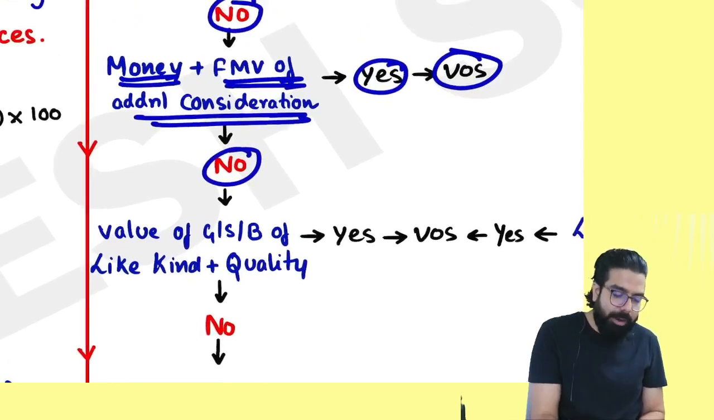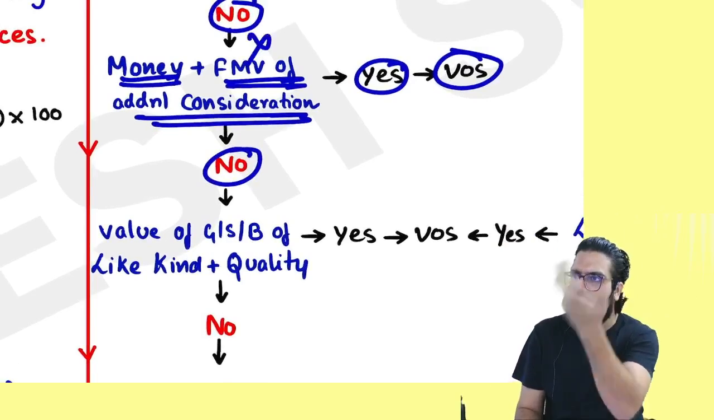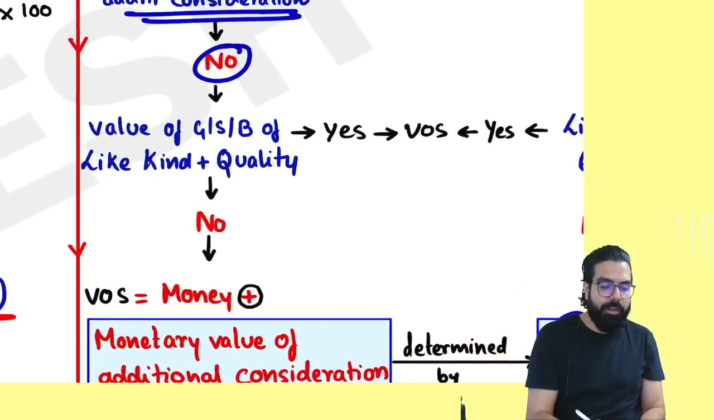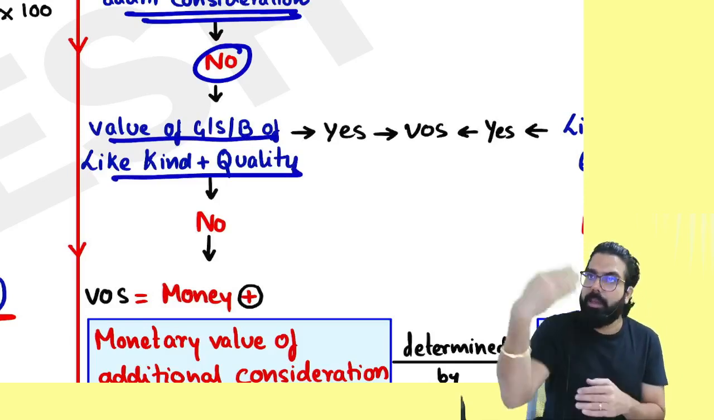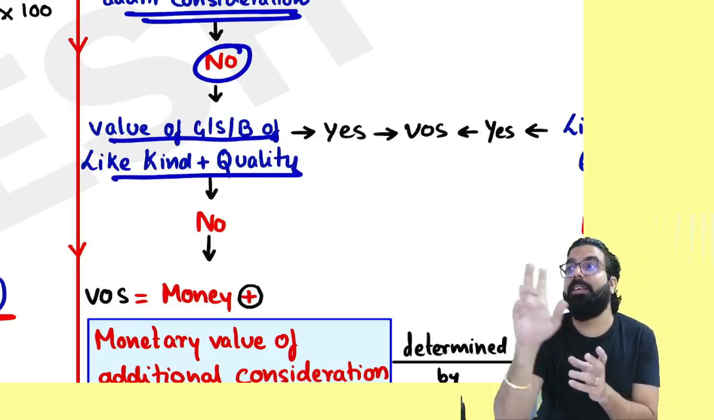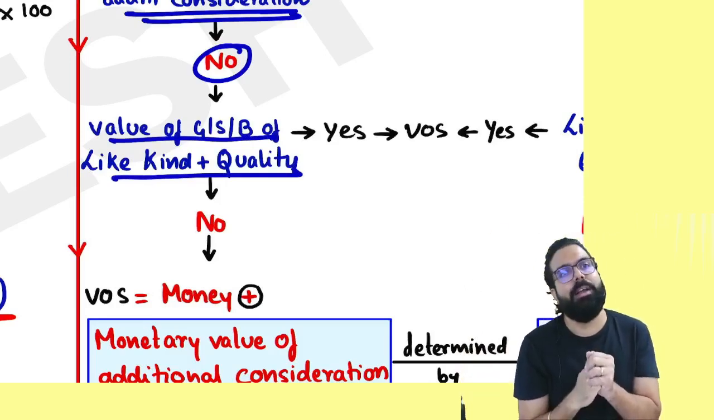Sir, fair market value could not be determined. The chain which they gave, some ancient chain, we are not able to find out the value. In that scenario, the value of goods or service of like kind and quality. I gave you the classes of like kind and quality. What is the value? That will be taken as the value of my supply.